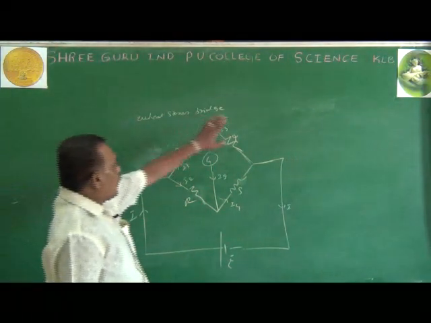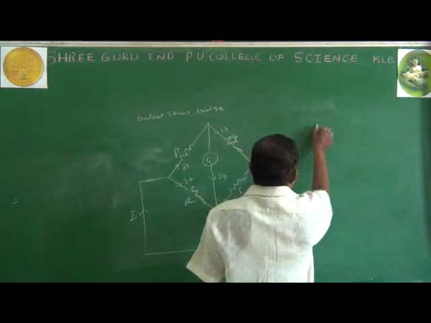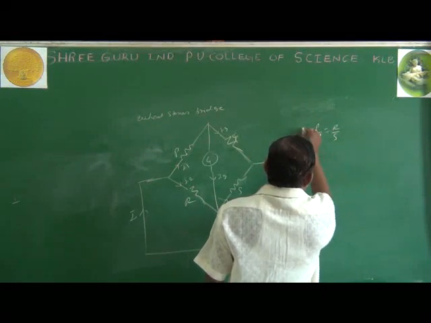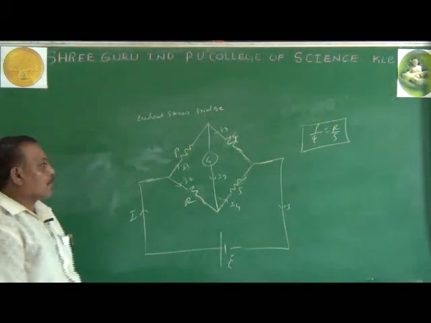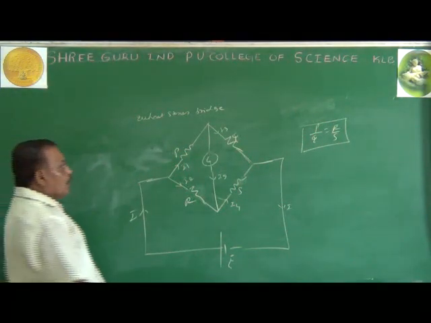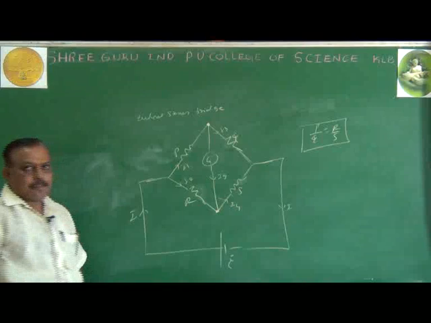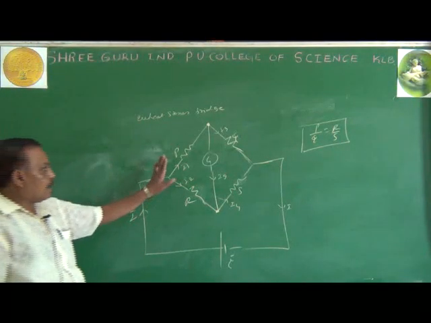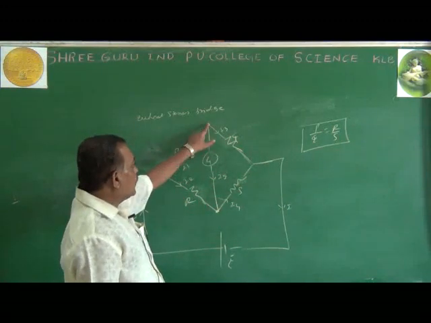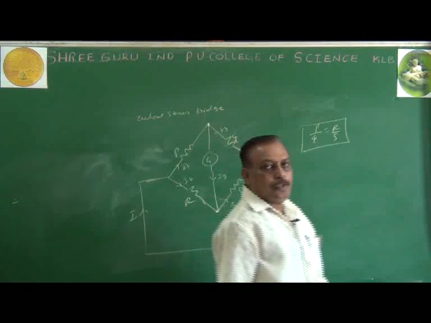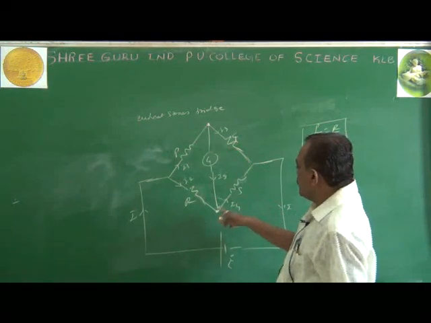Now these are the ratios of arm resistances. When the ratios of arm resistances are equal, P by Q equals R by S. This is nothing but the principle of the Wheatstone network, or the balancing condition. These are the points where the galvanometer is connected. The network is balanced by adjusting the resistances in the respective arms such that the current through the galvanometer is 0. When the current through the galvanometer is 0, the potential difference remains the same.